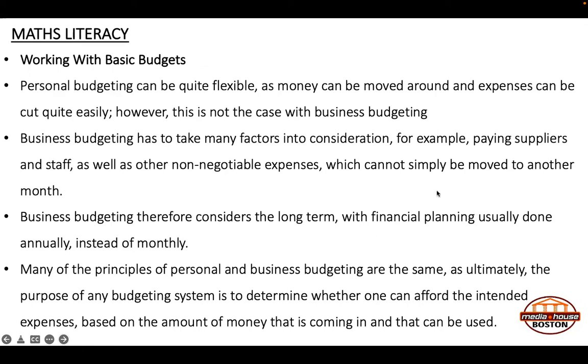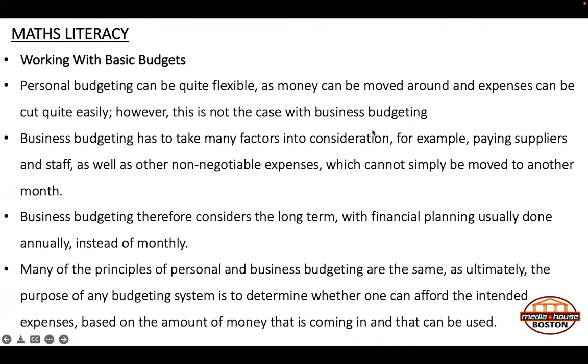So business budgeting considers the long term, with financial planning usually done annually instead of monthly. You'll find in businesses that they sit down and plan everything out for the whole year. They're going to say, I'm spending 1,000 Rand a month on tea and coffee and maybe entertainment expenses, etc. And then 25,000 Rand is going to go for salaries, let's say it's a small business, etc.